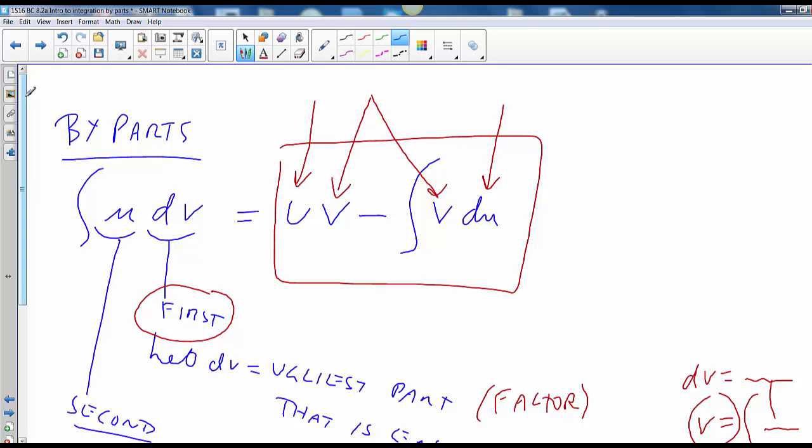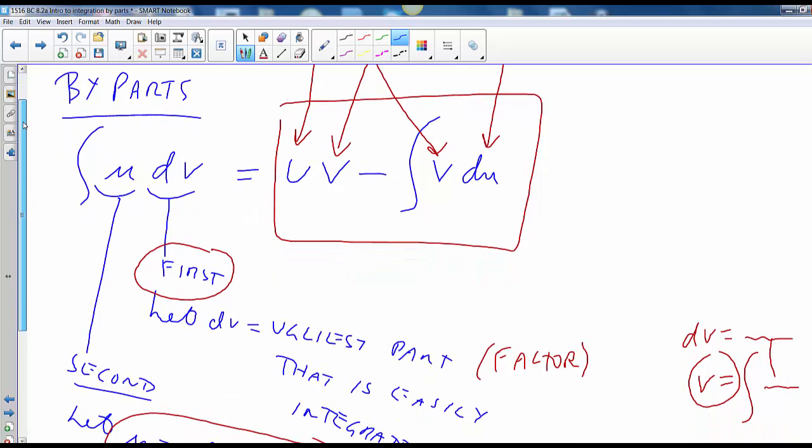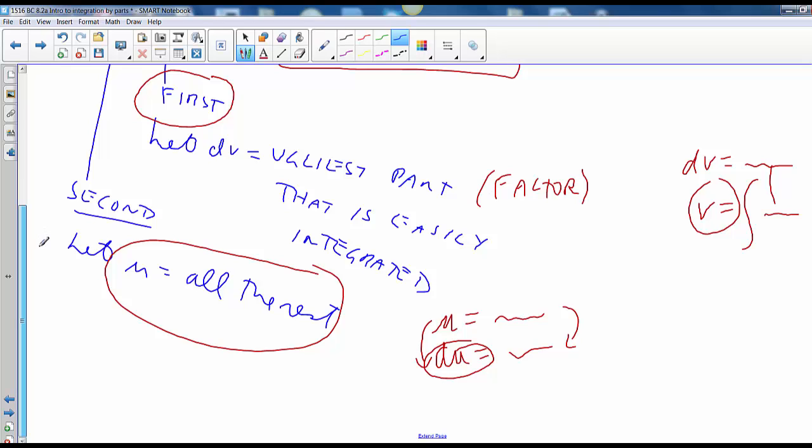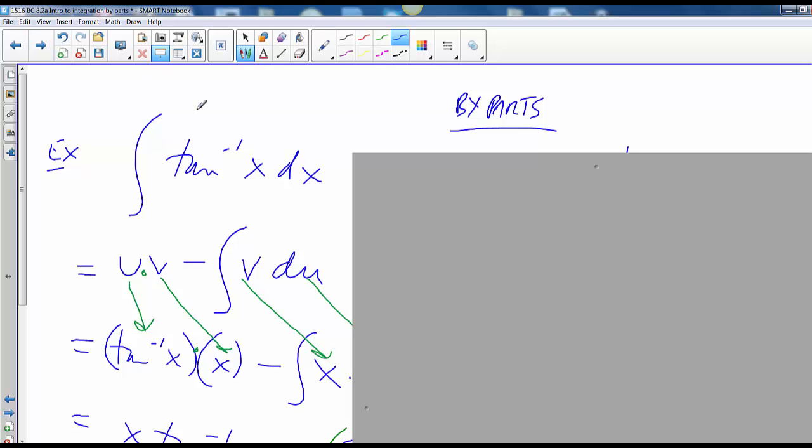Okay, so there's the formula. Again, this is just me reiterating one more time. Let dv equal the ugliest factor that is easily integrated. Let u equal all of the rest. You can't leave pieces hanging around.